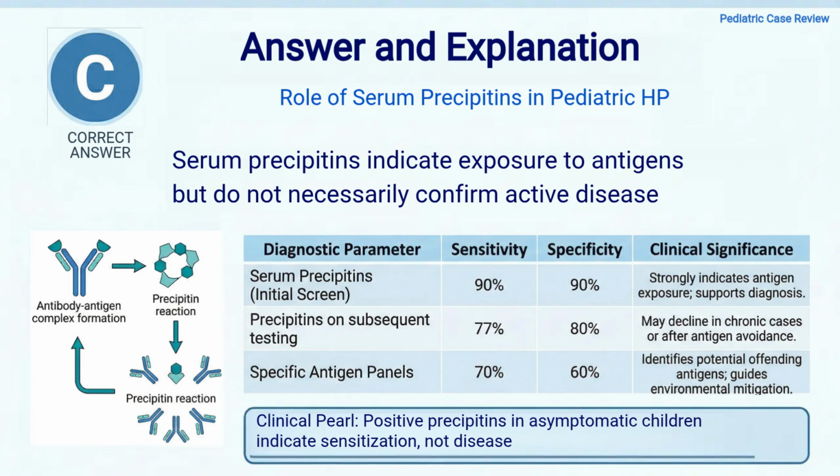On subsequent testing, sensitivity drops to 77% and specificity to 80%, and they may decline in chronic cases or after antigen avoidance. Specific antigen panels have a sensitivity of 70% and specificity of 60%. A critical clinical pearl: positive precipitants in asymptomatic children indicate sensitization only, not active disease.